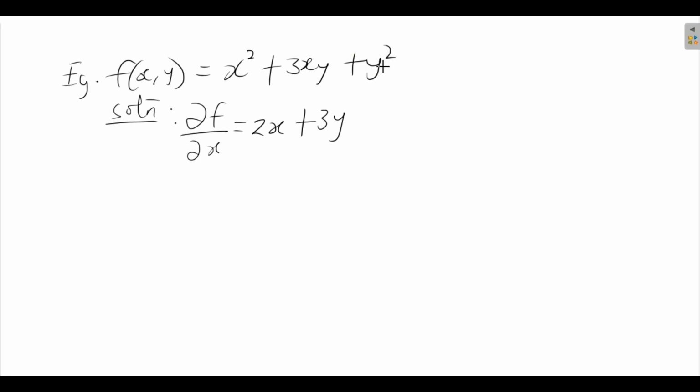And of course, we are treating this as a constant. So if you differentiate, you're definitely going to get 0. So the partial derivative of f with respect to x is 2x plus 3y.